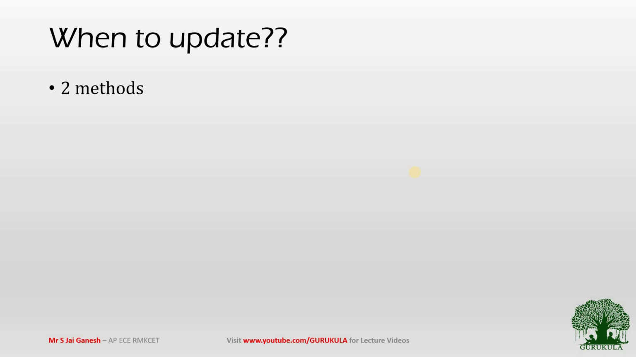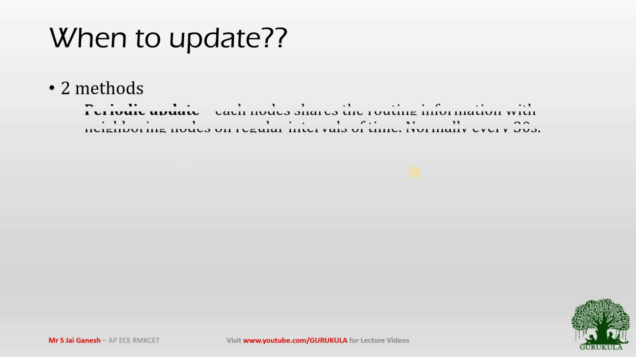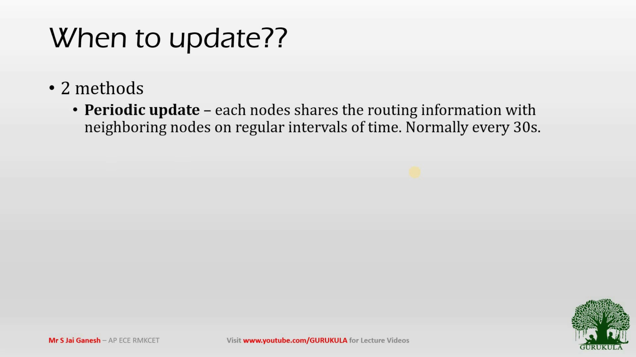So now comes the question, when should I update something? There are two types of updates available. One is the periodic update, in which each node sends its routing information to the neighboring nodes at regular intervals of time. Normally it is 30 seconds, but please remember that this 30 seconds is not a standard; it varies depending upon the protocol that we use. For the Routing Information Protocol we update every 30 seconds, and for other protocols the period of time will vary.